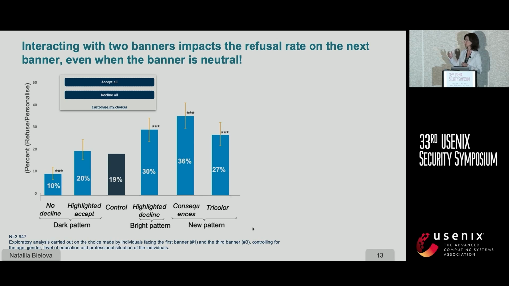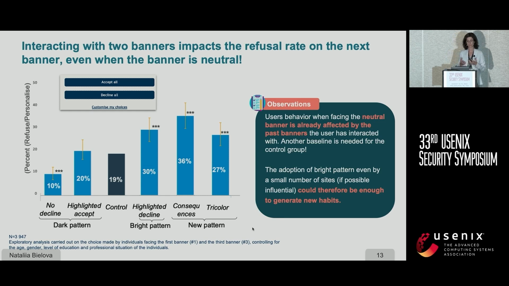In the same way, when we show them the bright or new patterns, their refusal rate increases statistically significantly, up to 36%. What's interesting is that in this type of research, users, at least in the EU, are already biased. They have been interacting with banners with dark patterns over time, which means that their interaction in a neutral design is no longer neutral. So we have to consider other kinds of information when we are building these kinds of studies and when we think about the control group.